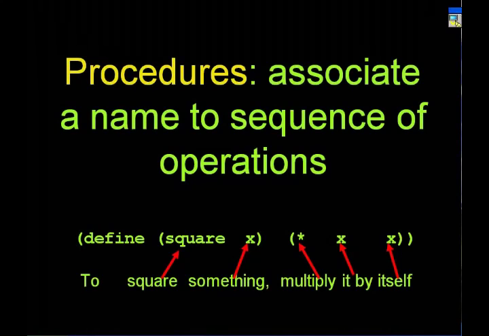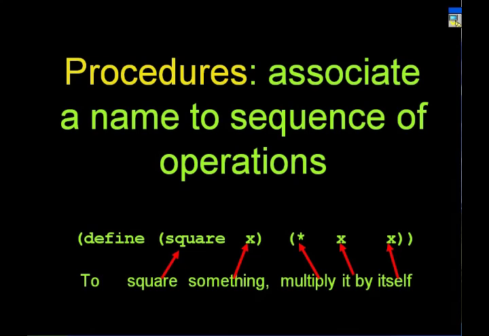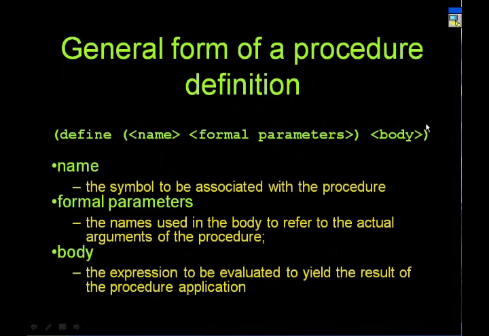Okay, it's all the same thing, right? So the point now is that essentially you associate a name to a sequence of operations. In this case, square, you are associating the name square to an operation whereby you multiply something by itself. So this is what a procedure is, and this is how you define a procedure.